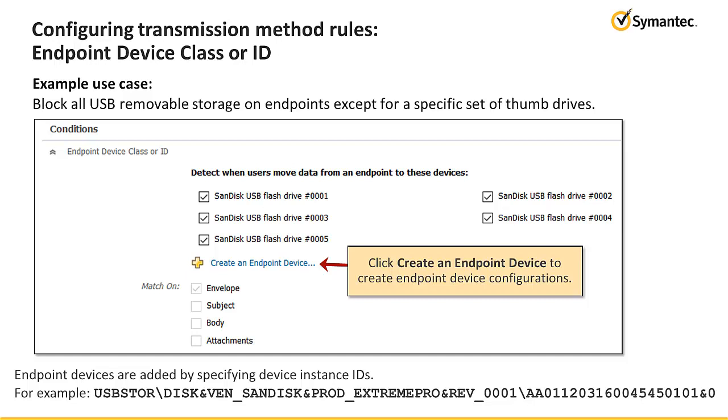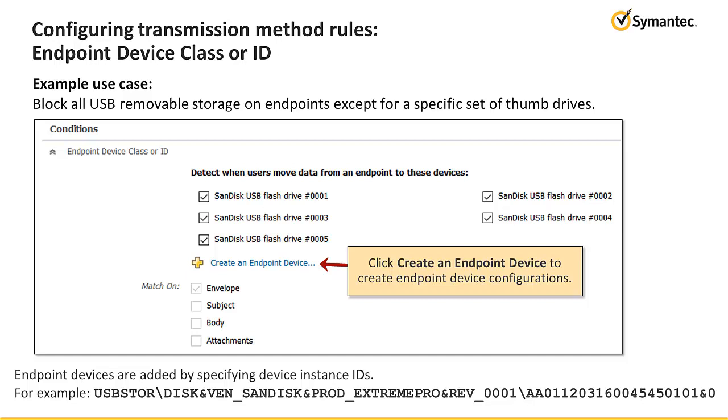Symantec DLP enables you to detect or exclude specific endpoint devices based on the described device metadata. You can configure a condition to allow endpoint users to copy files to a specific device class, such as USB drives from a single manufacturer. Before you can configure an endpoint device class or ID condition, you must add endpoint device configurations at System, Agents, Endpoint Devices in the Enforce Administration console, or by clicking Create an Endpoint Device when creating the condition.